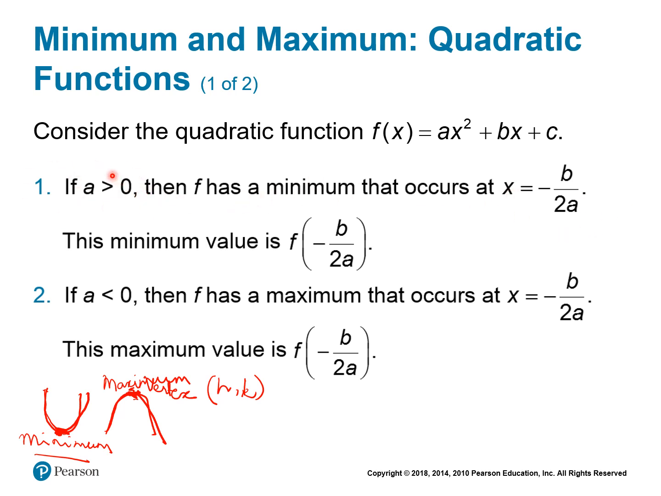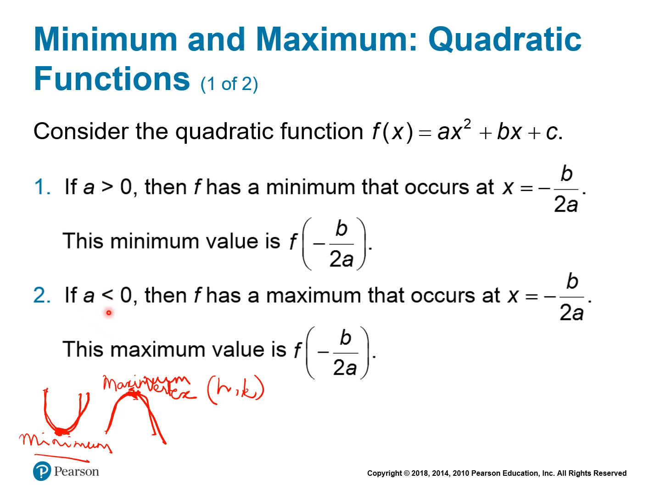And a greater than 0 means that the graph is an upturned graph. All right, it opens up, therefore it'll have a minimum point. Only graphs that open up will have a minimum point. Graphs that open up will not have a maximum point. The maximum point is on graphs which are downturned, which open down.